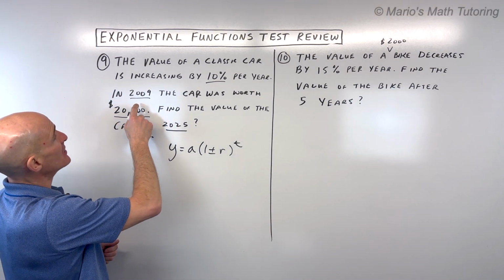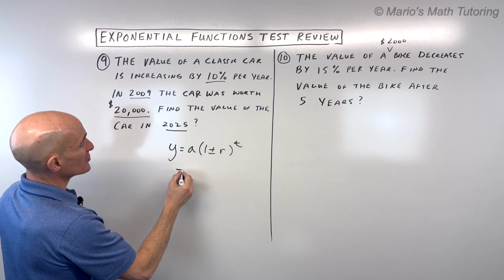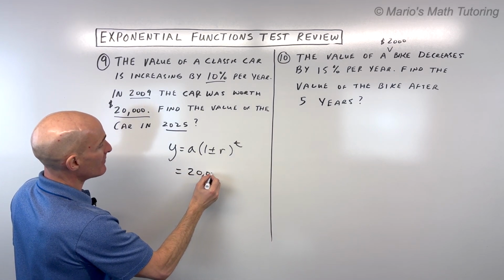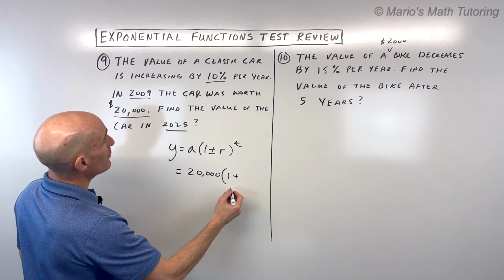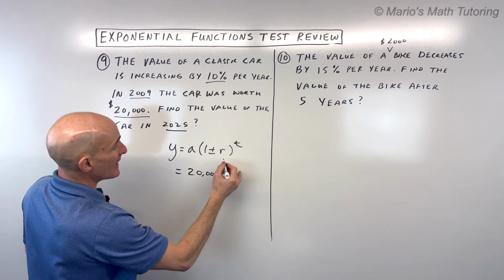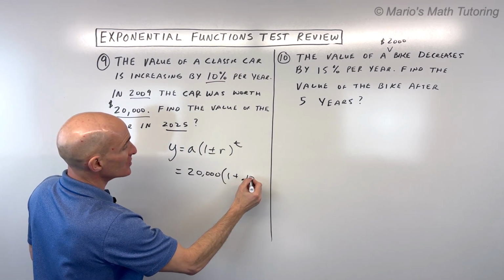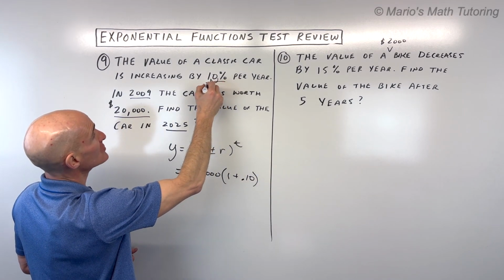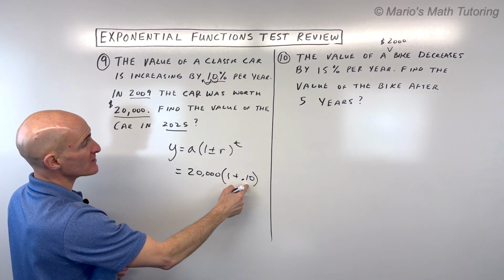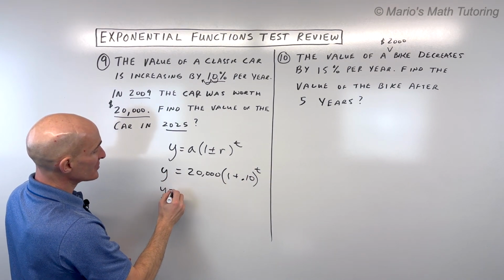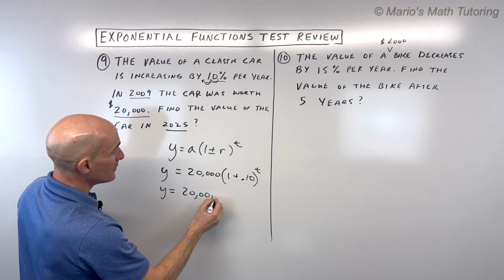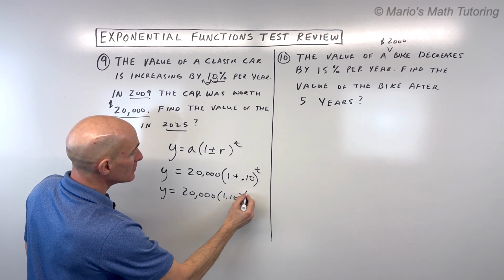So in this case, in 2009, the car was worth $20,000. That's our starting amount, or our a value. It's increasing, so this is going to be 1 plus 10%. Now you want to convert that percentage into a decimal by moving the decimal point 2 places to the left, so that's 0.10. And then I'm just going to put this to the t power. This is our exponential growth model.